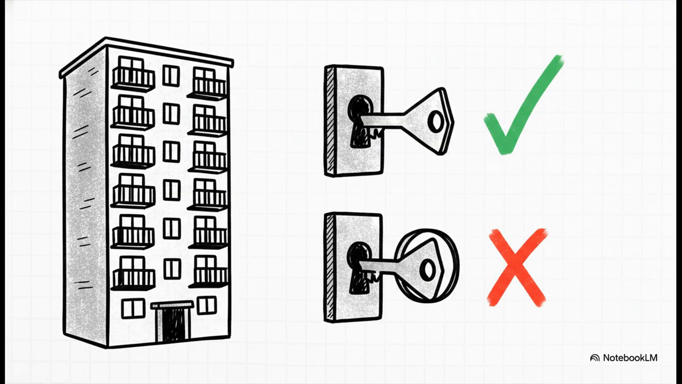A really simple way to picture this is to think of an apartment building. Every tenant gets a key, right? But that key is specifically designed to open one door and one door only, their own. Tenancy is basically that exact same key system, but for your application's data.